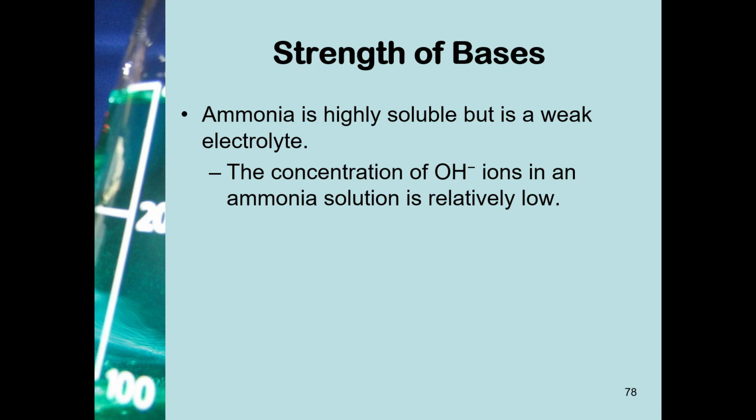Ammonia is highly soluble though, but it's still a weak electrolyte because the concentration of hydroxide ions in the ammonia solution is still relatively low. So even though it dissolves in the water, it doesn't react a whole lot with the water. So there's not going to be a lot of hydroxide ions formed. So we would consider ammonia a weak base. So if they're asking for examples of a weak base, here's one. If they were asking for examples of a strong base, you'd use the sodium hydroxide that we had a little bit earlier. And that's the end.